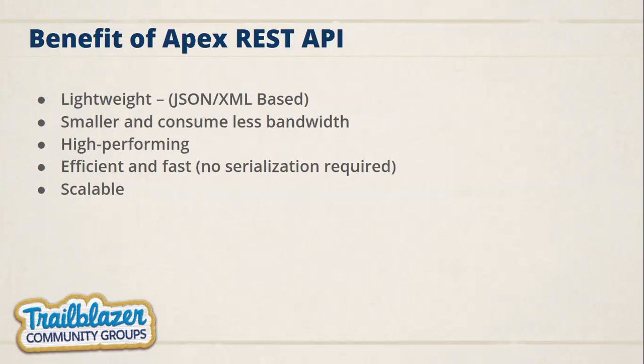Efficient and fast. Why is it efficient? Because normally if you go with the SOAP API, for every request they are serializing and deserializing on the caller and the server. That concept is not required in a REST API. We are sending completely plain text format, so it's very efficient and very fast.